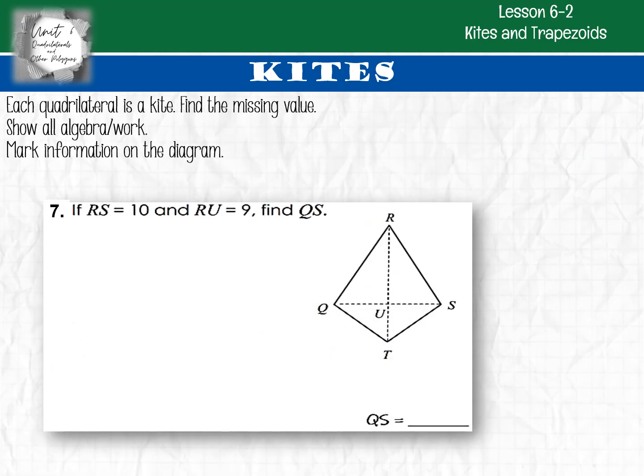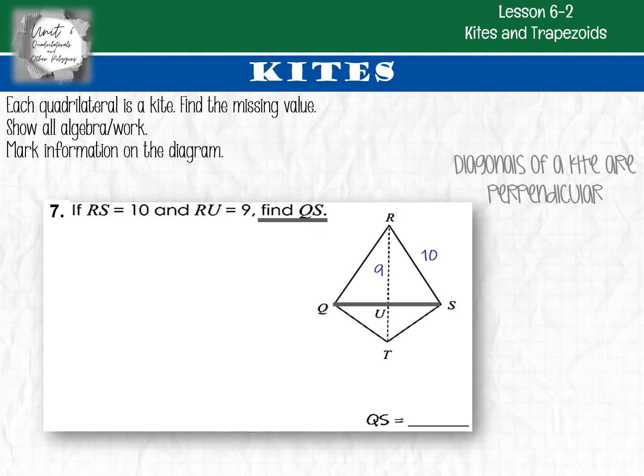Another one, number 7, same directions, I believe. The length of segment RS is 10. The length of segment RU is 9. Find the length of segment QS. That's that whole thing right there. RS is 10, RU is 9. Right triangle. Diagonals are perpendicular. That's what gives us our right triangle.